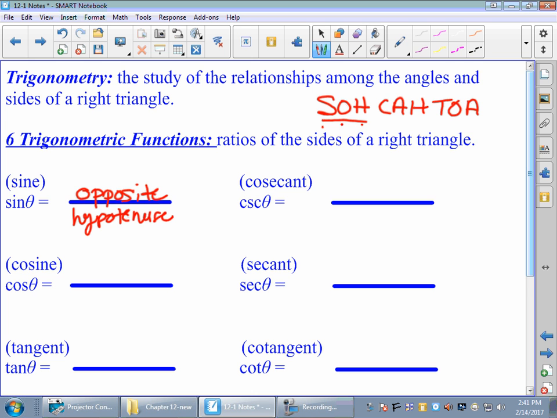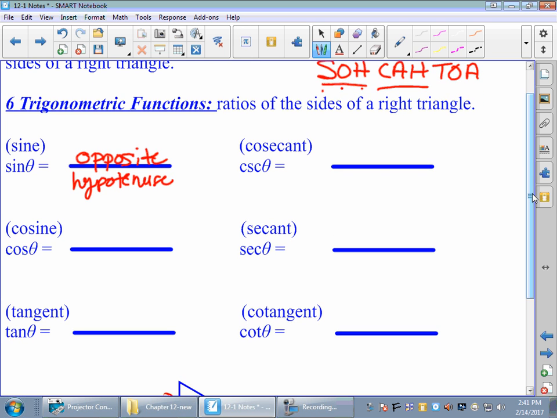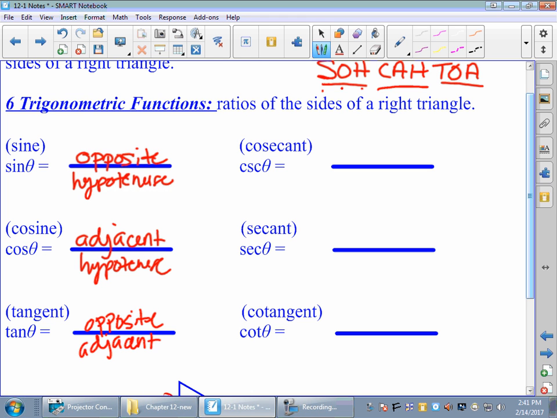Cosine is the adjacent side over the hypotenuse. And tangent, the T stands for tangent, and the O is opposite over adjacent. So it just tells you not only what two sides you're comparing, which way to compare them. Do you put the opposite on top? Do you put the adjacent on top? Where does the hypotenuse go? That sort of thing. Now there's no SOHCAHTOA for cosecant.